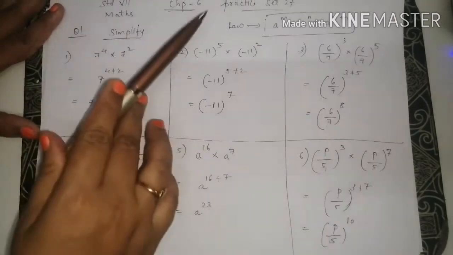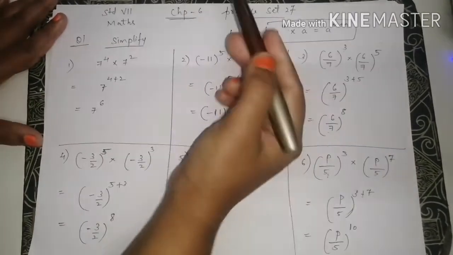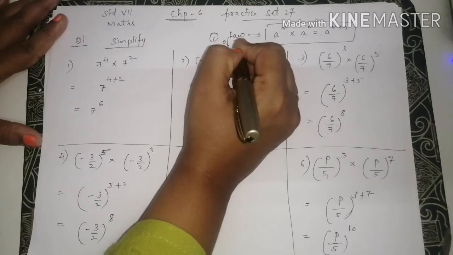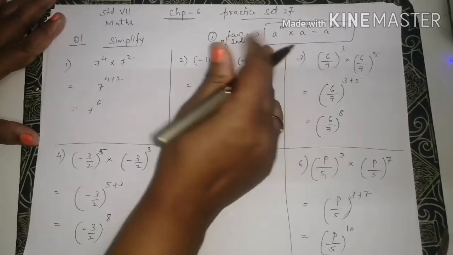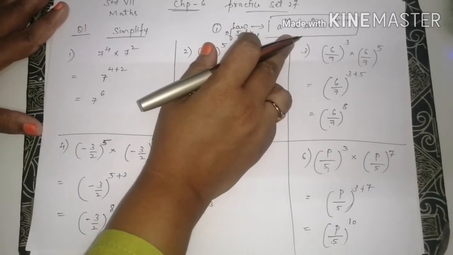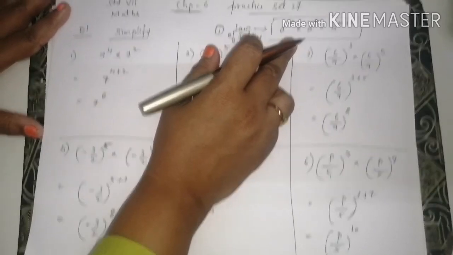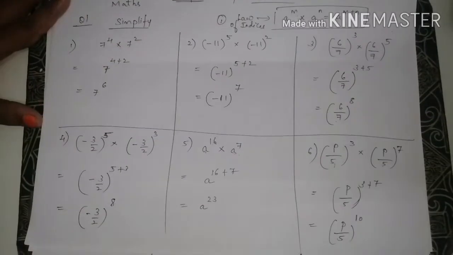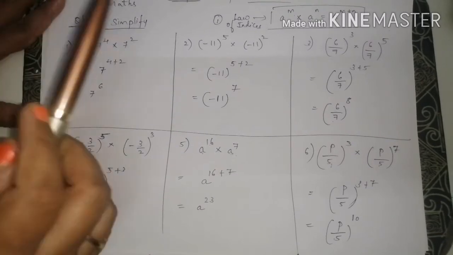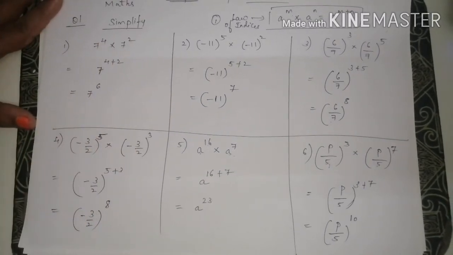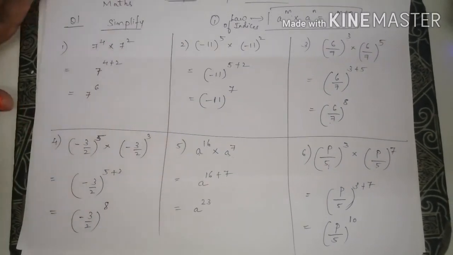So practice set 27 we have completed, based on the first law of indices. Remember these laws of indices. Maybe it may be asked for filling the blanks. So practice set 27 is done. In the next part we will see practice set 28.